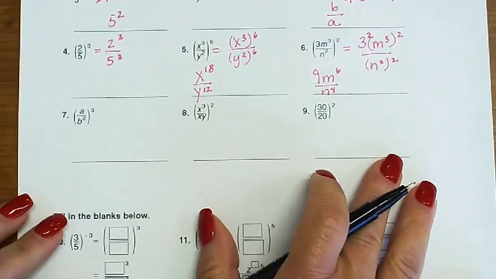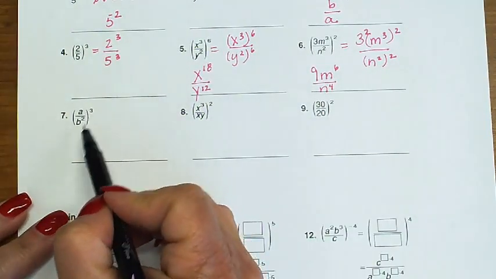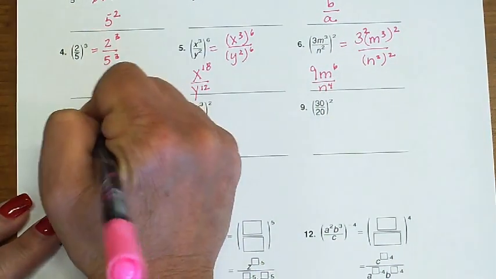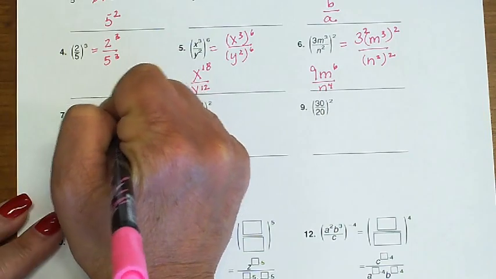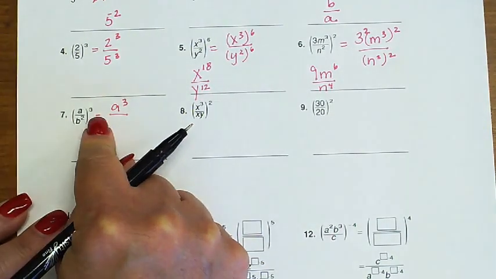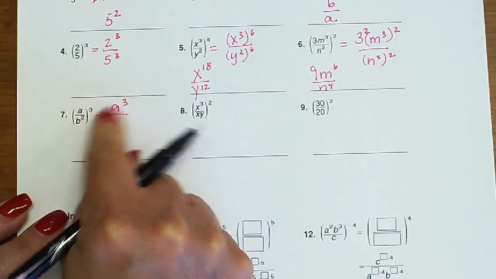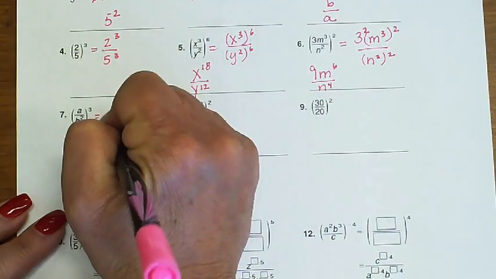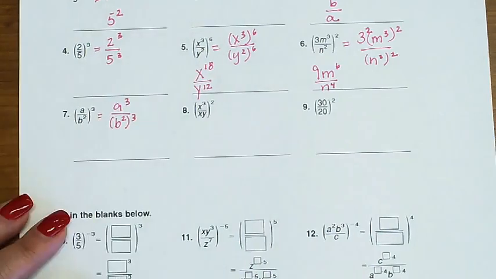Okay, let's look at one more of these. So I've got a to the third divided by b squared. So that's going to be a to the third divided by b squared, all raised to the third power. Sorry, I said that wrong earlier. So a to the third divided by b squared to the third.